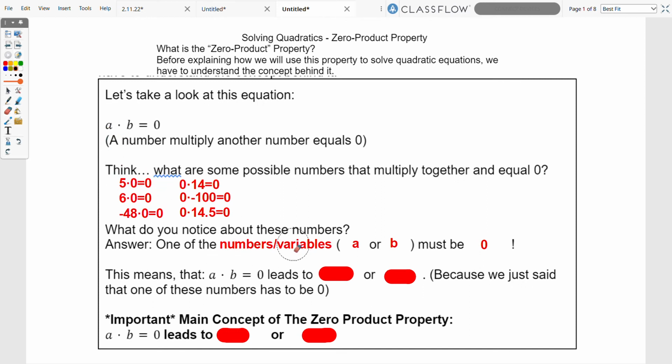And this is essentially the concept we're going to apply to the next couple of problems: whenever you have two things that multiply together and equal 0, that leads to A equals 0, the first thing equaling 0, or the second one equals 0, because we just said that one of these numbers has to be 0. This might seem random right now, but we're going to apply it in the next slide. Anytime you have two things that multiply together and equal 0, in this case A and B, the very next step we can write down is that the first thing equals 0 or the second thing equals 0. So this is what we're applying on the next slide.